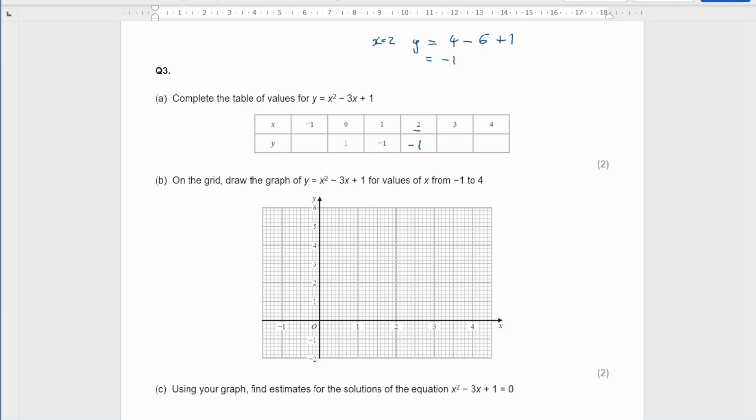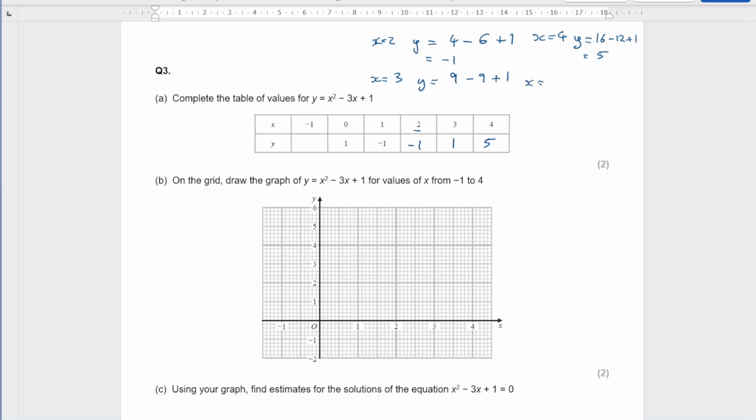I would expect this next one to be 1 because we're going to have this point of symmetry. So when x is equal to 3, y would be equal to 3 squared, which would be 9, minus 9 plus 1, so that would be equal to 1. Then I'm going to do x is equal to 4 up here, so y would be equal to 16 minus 3 times 4, so minus 12 plus 1. So that would be 5. And then we would assume that, well, this one should be 5 as well.